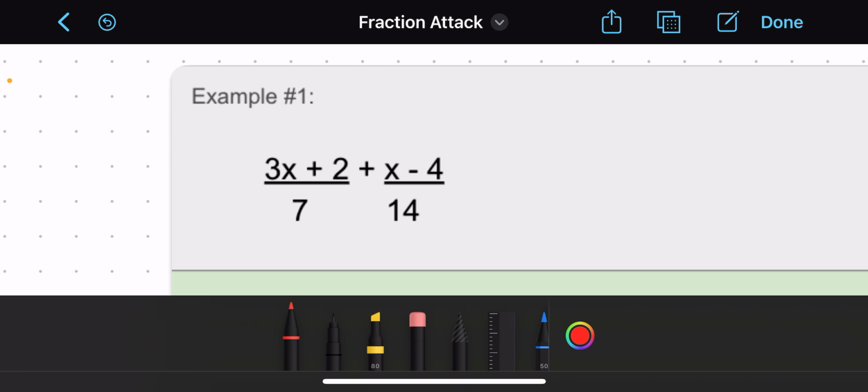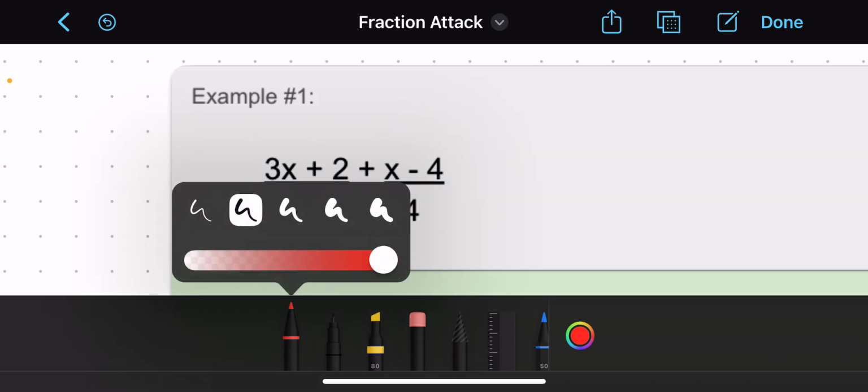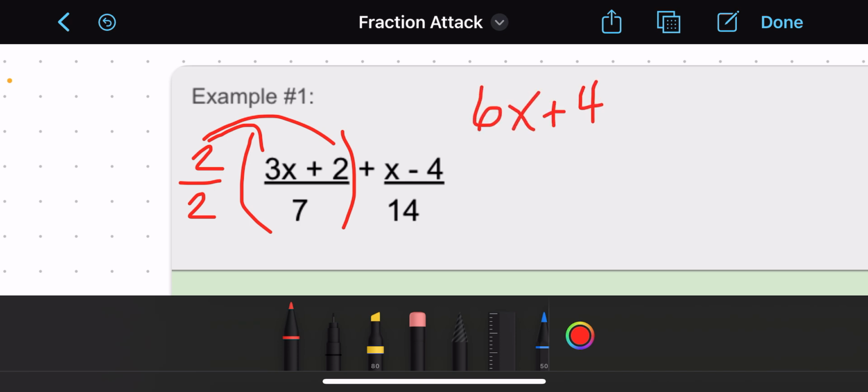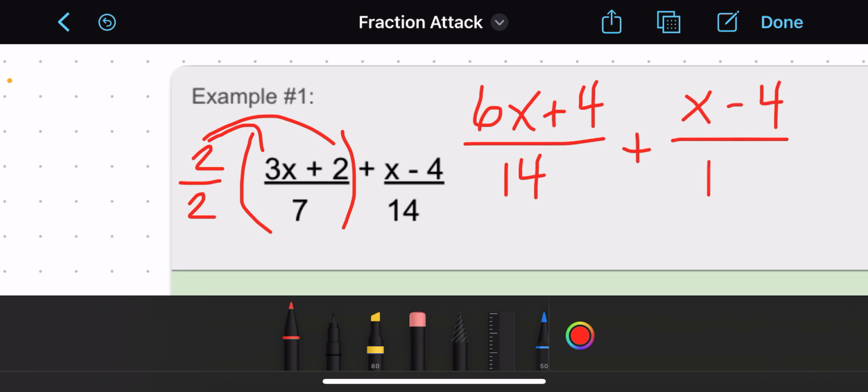I do know that 7 goes into 14, so I'm going to multiply the left side of my fraction by 2 over 2 in order to make that happen. Now I'm going to distribute the 2 from the numerator to both of those terms. That's going to give me 6x plus 4 over 14. Then I'm going to write it back here plus my x minus 4 over 14 that I had originally.